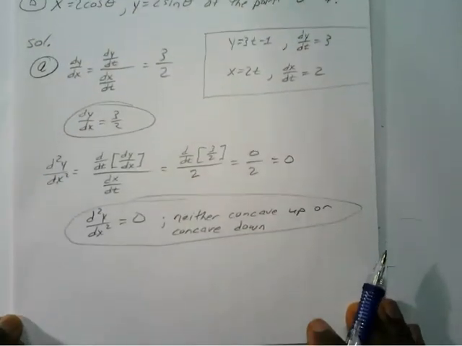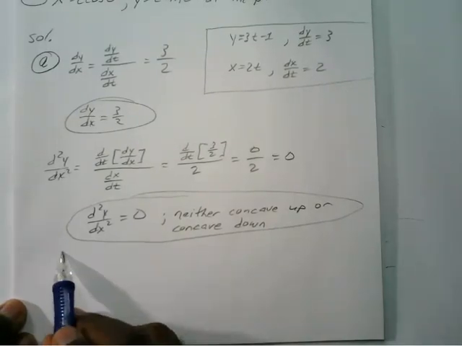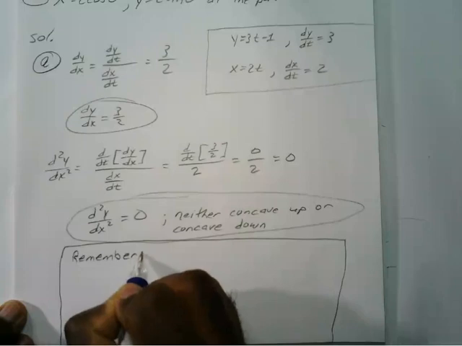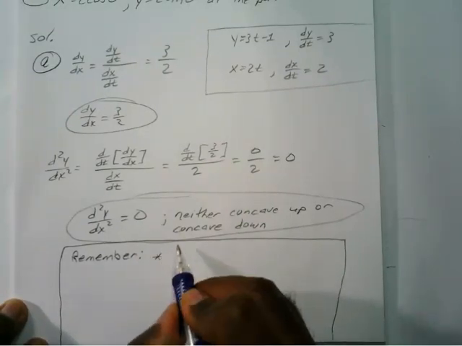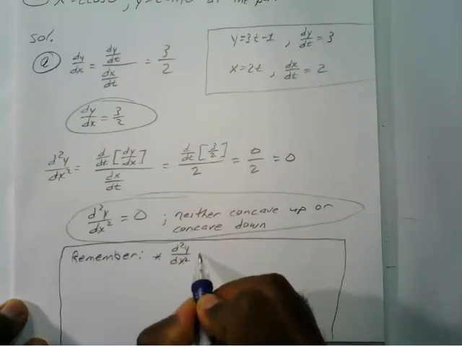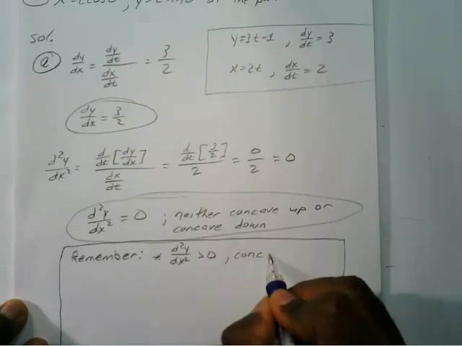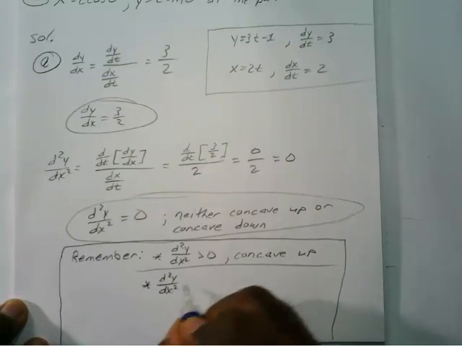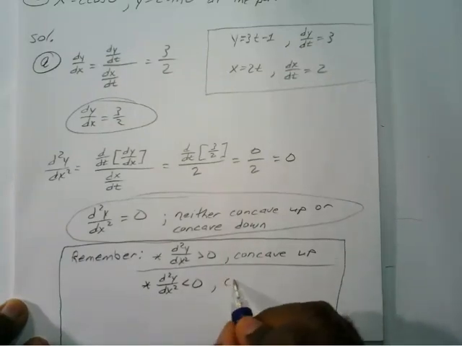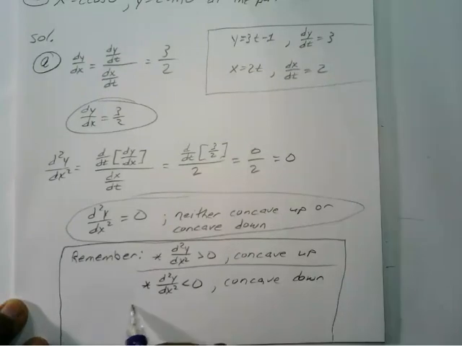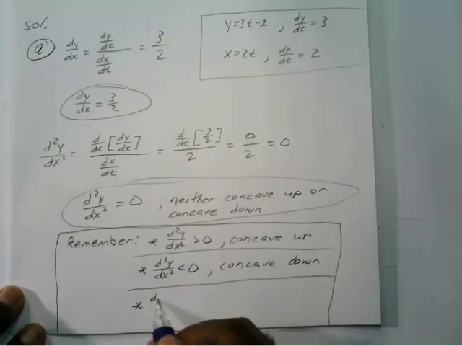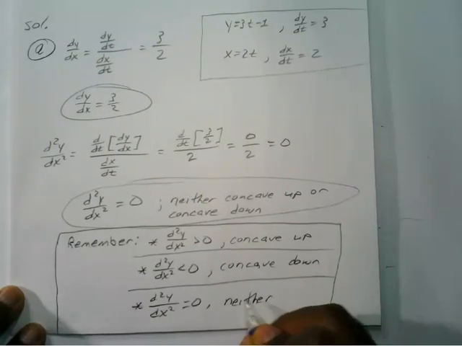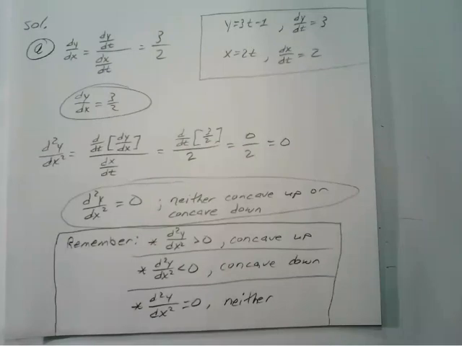Okay. And we're going to do B on the next page because I want to put a little note at the bottom of this one. If your second derivative is greater than 0, then it's concave up. If your second derivative is less than 0, then it's concave down. And if your second derivative is equal to 0, as you can see up here, it's neither. Okay, so just a refresher in case you don't remember it from Calc 1.